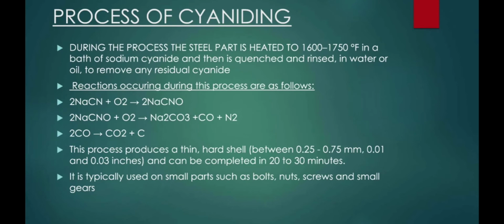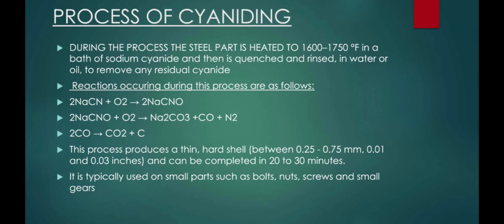The process of cyaniding. During the process, the steel part is heated to 1600 to 1750 degrees Fahrenheit in a bath of sodium cyanide, and it is quenched and rinsed in water or oil to remove any residual cyanide. The reactions occurring during this process are as follows. First, the sodium cyanide combines with an oxygen molecule to form sodium cyanate. The sodium cyanate again combines with an oxygen molecule to produce sodium carbonate, carbon monoxide, and a nitrogen molecule. The carbon monoxide obtained from the above reaction splits into carbon dioxide plus carbon.